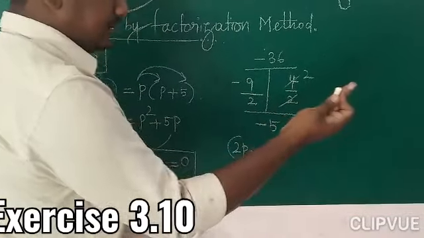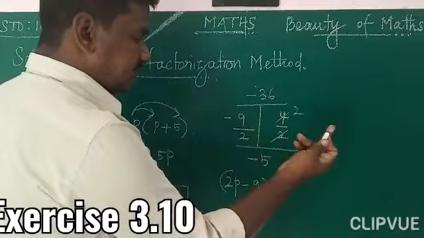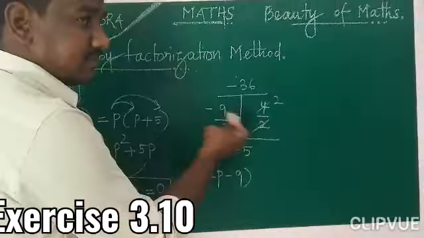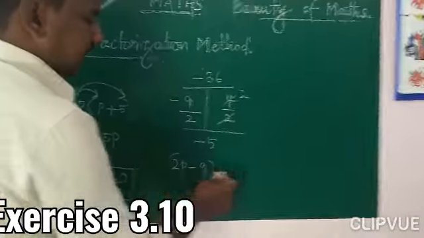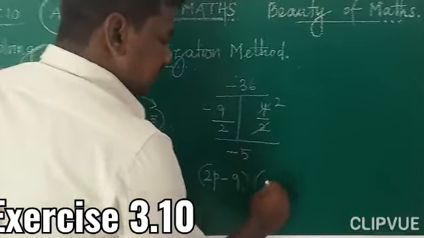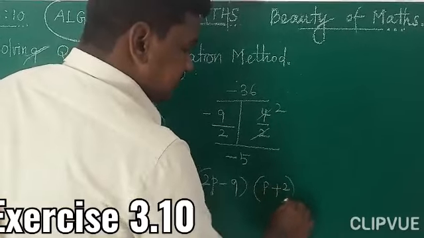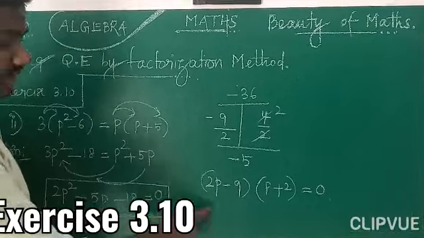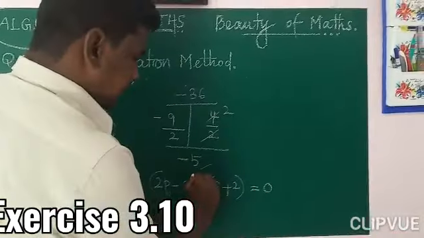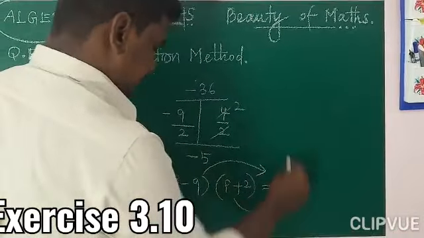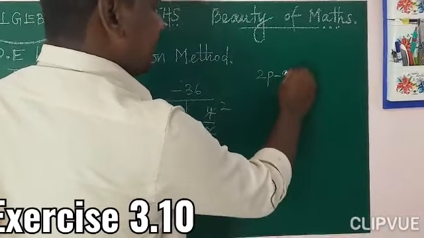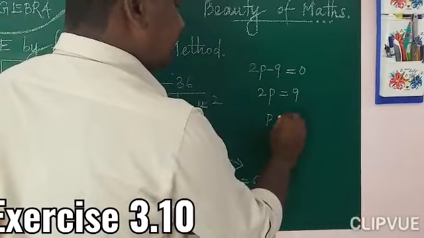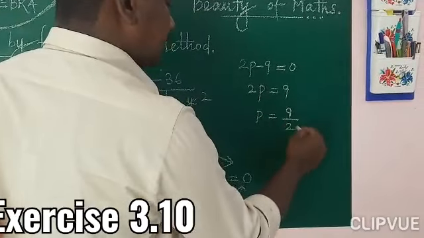2 into that variable, I told you, 2 into that variable is p. So 2p minus 9, here plus means plus, minus means minus, into this number, p plus 2, which is equal to 0. Now we have the factors of this quadratic equation. So let us equate with 0. So 2p minus 9 is equal to 0. 2p is equal to plus 9, and p is equal to 9 by 2.